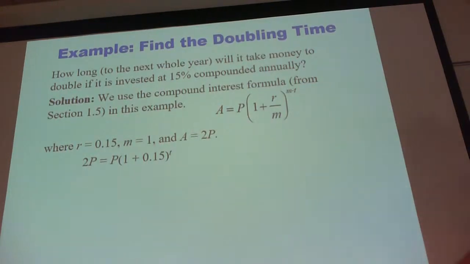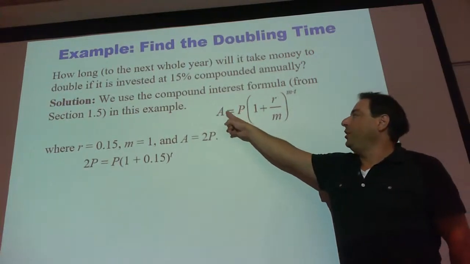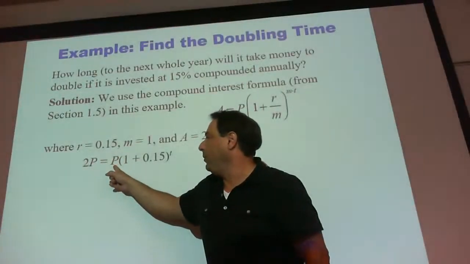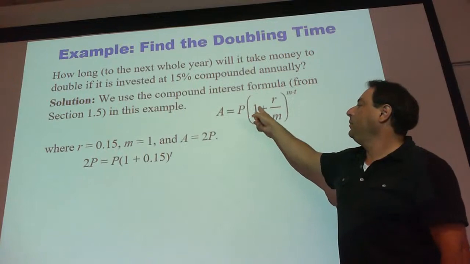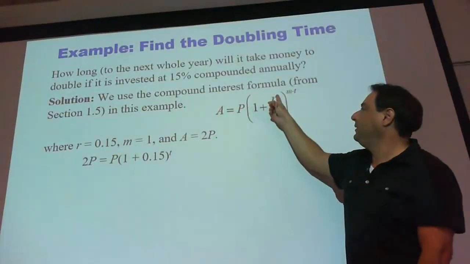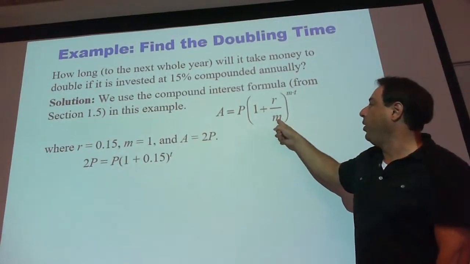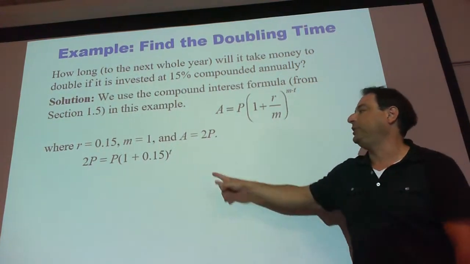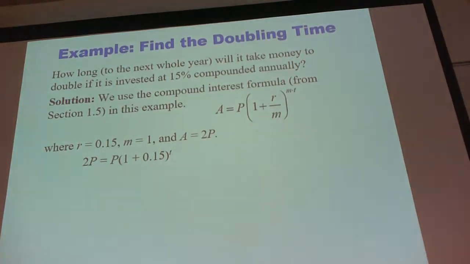Okay? So when will P double? So A becomes 2P, the double of P. R is 0.15. M is yearly, so m is 1. So we're just left with t. So bottom line is, how do you solve this?